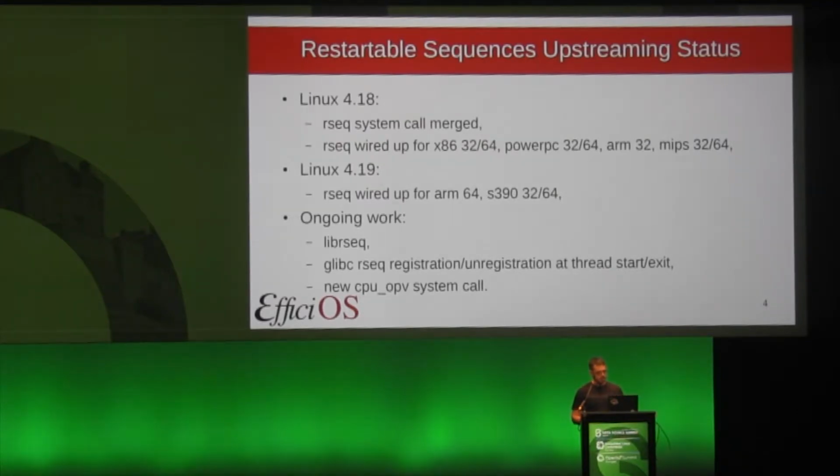In 4.19, it was wired up for ARM 64 and S390, both 32-bit and 64-bit. The ongoing work I'm currently doing on Restartable Sequences, so librseq, is a library that provides helpers to create the usual operations, such as a compare and exchange on per-CPU data, for instance. So rather than having to create the per-architecture assembly code that is needed to do those operations, you can just use headers from the library.